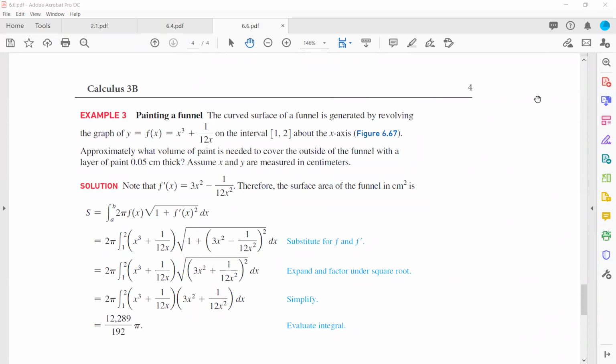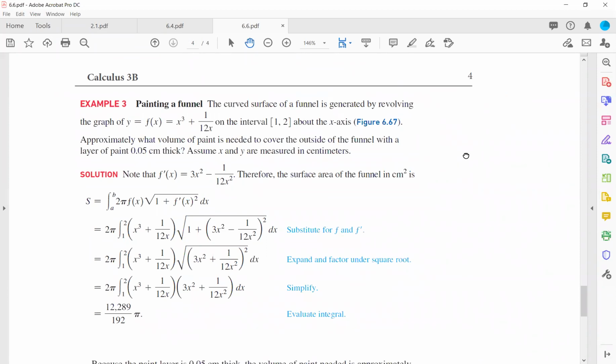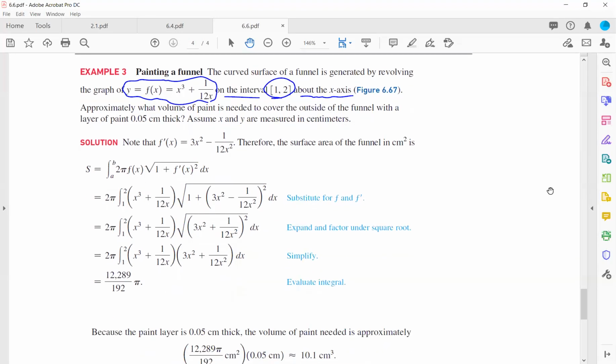Last example, example 3. Suppose you have the curved surface of a funnel, which is generated by revolving the graph of y equals x cubed plus 1 over 12x on interval 1 to 2, and is generated by revolving it around the x-axis. Perfect. So we have to follow our formula to find the surface area.